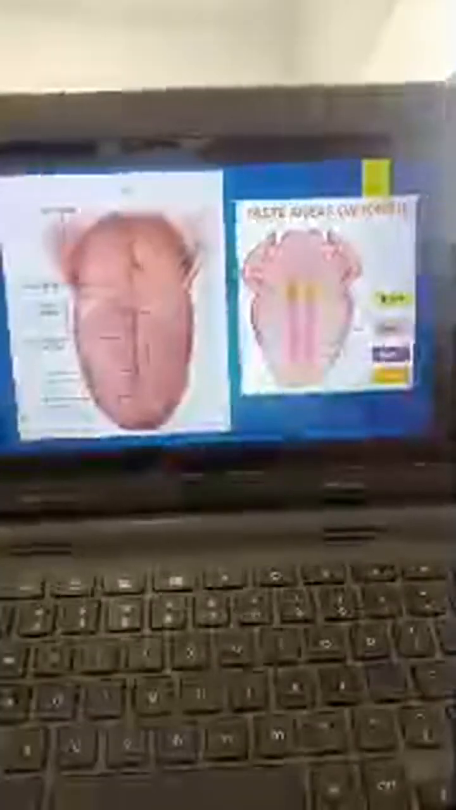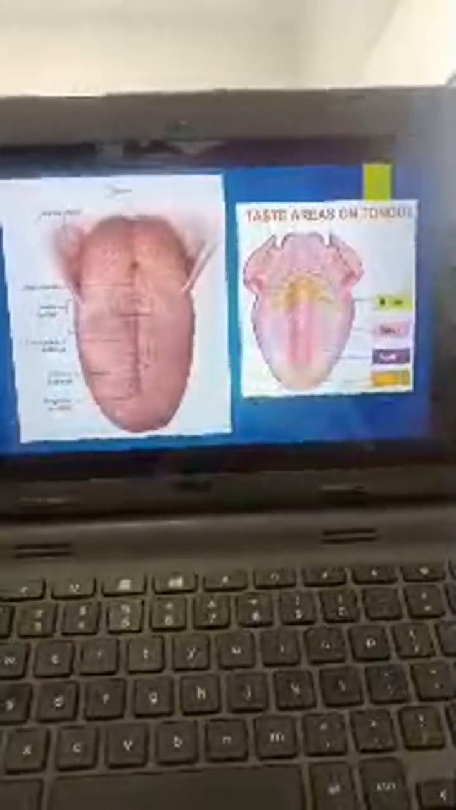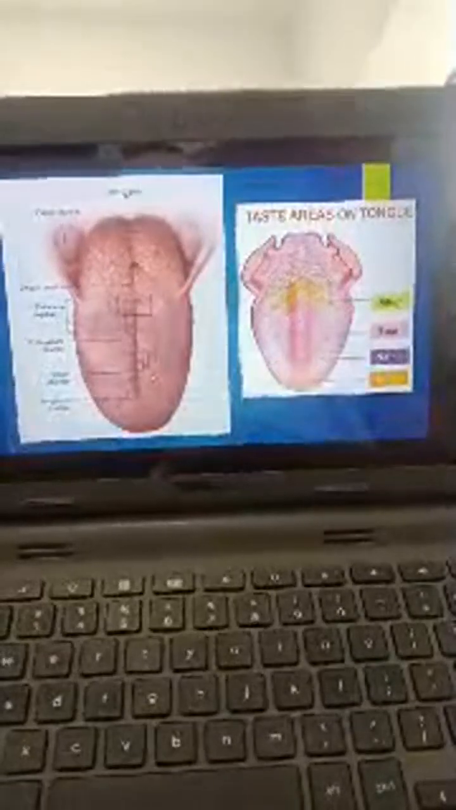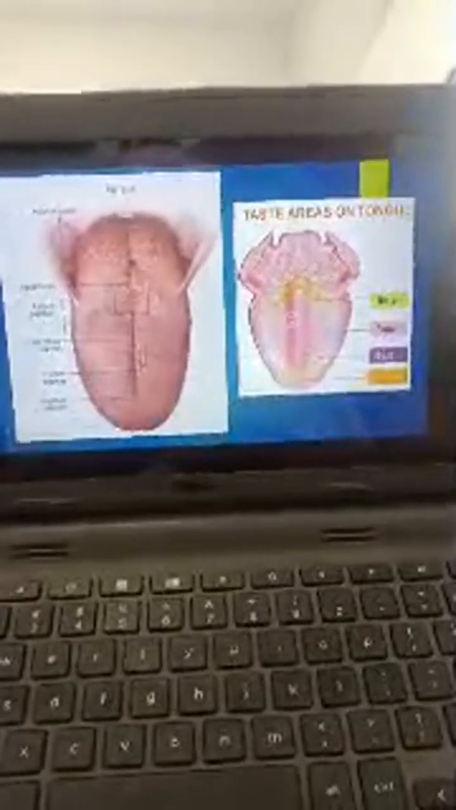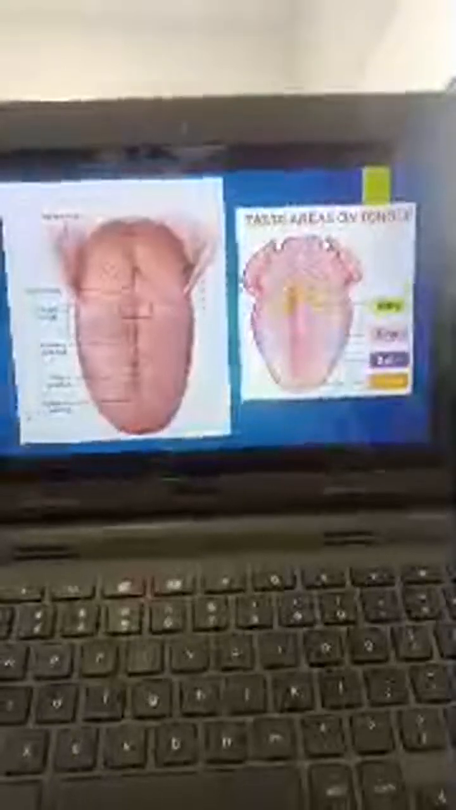The fungiform papilla are bigger. They look like little mushrooms, so they're the bigger dots. They're going to have taste buds. And then we have the circumvallate papilla, those really big guys that make a V at the back. They have tons and tons, hundreds, of taste buds.